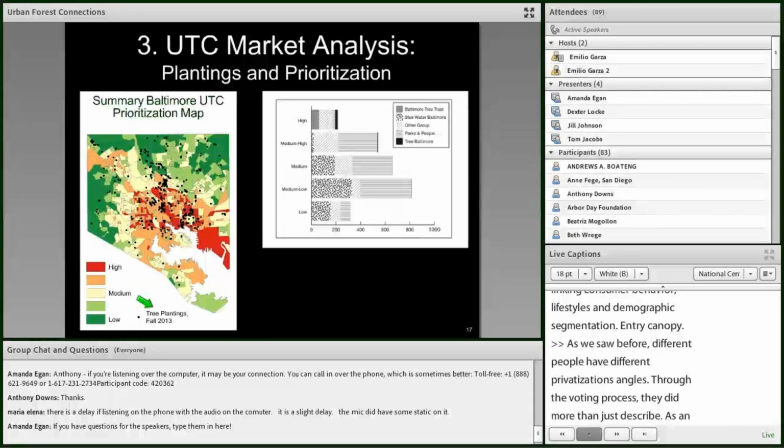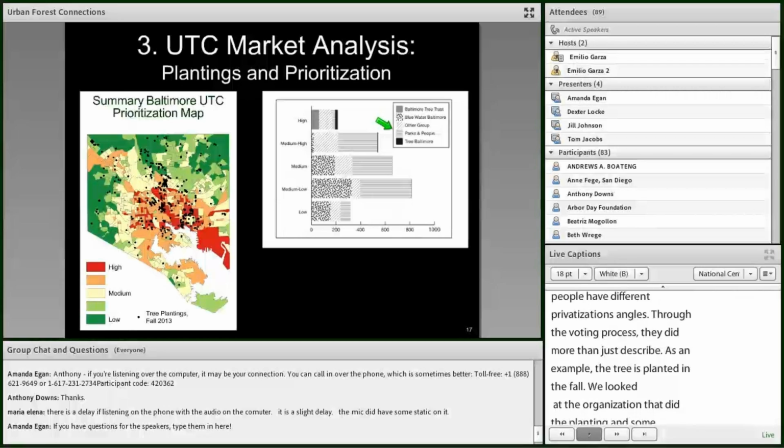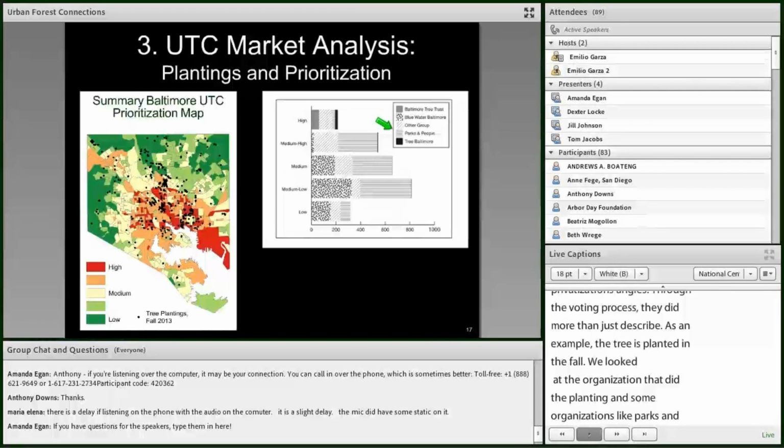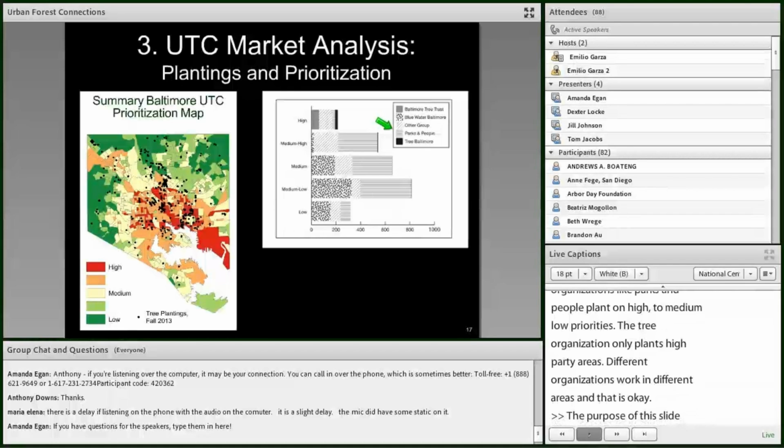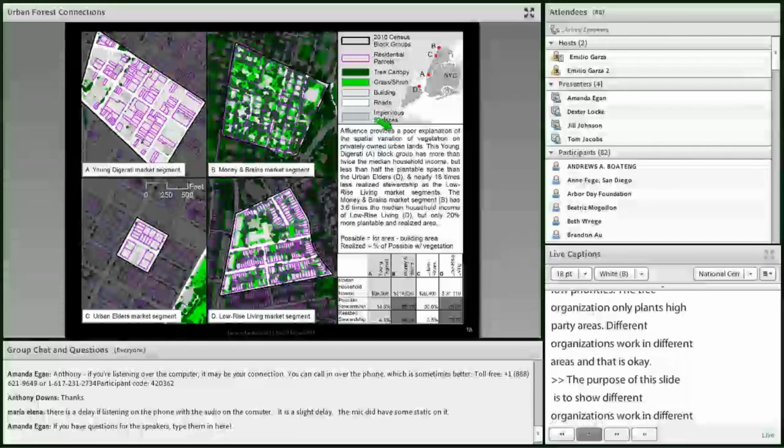And when we looked at which organization did planting, and we break it out by priority type on the right, we see that some organizations, like Parks and People, plant on high, medium, medium low, and low priority areas. But Tree Baltimore, for example, only plants on high priority areas. So different organizations work in different areas because they have different programs, and that's okay, and that's great. The purpose of this slide is to show that different organizations work in different places with respect to the priorities that Morgan explained previously. So what does it have to do with market segments?